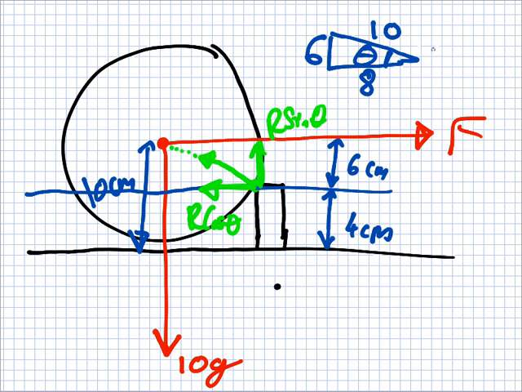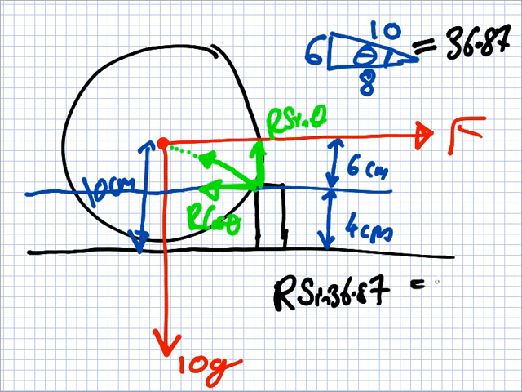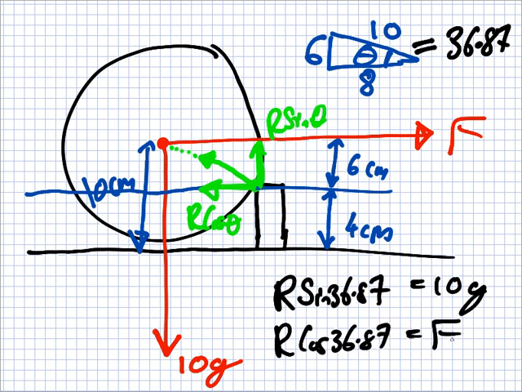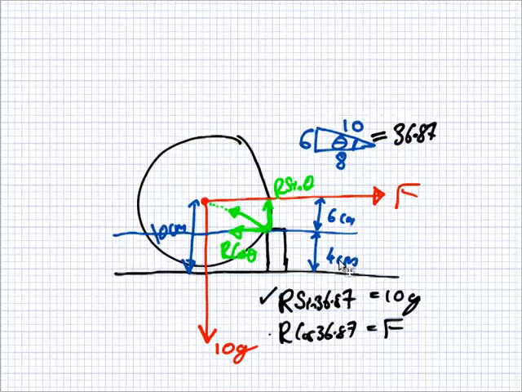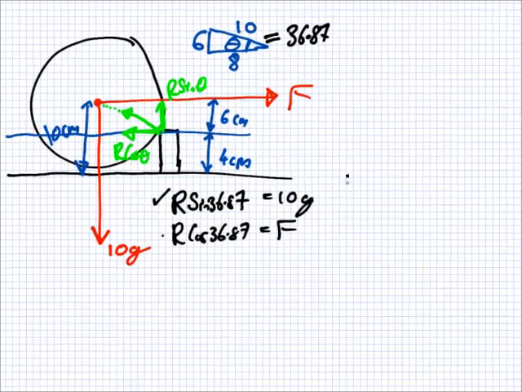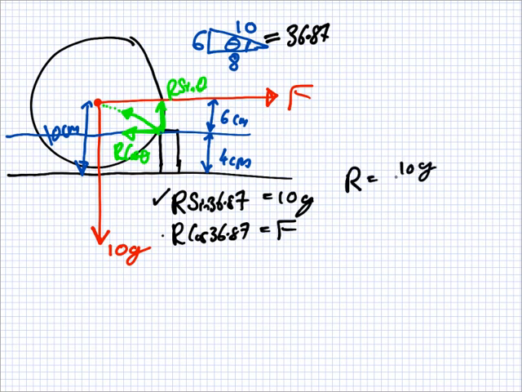Actually, what is the theta, by the way? 36.87. Okay, so the up force, which is R sine 36.87, that should equal the down force. And the left force, R cos 36.87, that should equal the right force, which is F. So first I'll get R, and then I can figure out what F is. Right, so R is supposed to be 10g over sine 36.87. What's that, please?